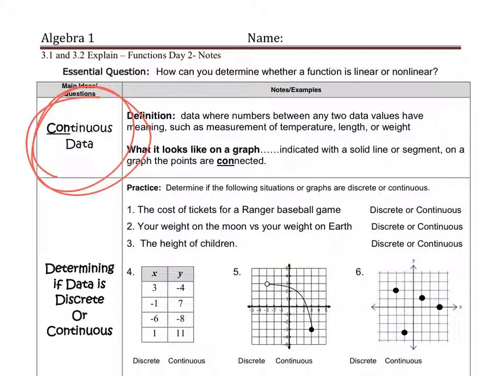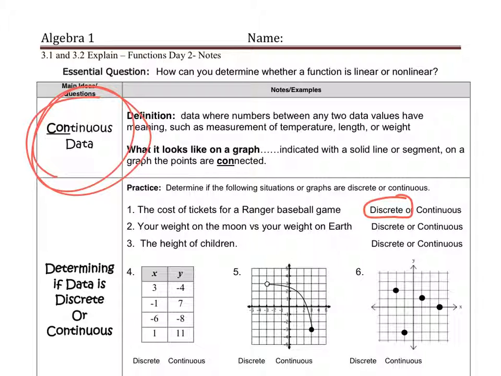One would be the cost of tickets for a Ranger baseball game. Well, if you think about it, we can count the number of tickets. So if the tickets are $10 a piece and we buy 4 tickets, we've paid $40. If we buy 3 tickets, we've paid $30. We're not going to pay $32.86597. So that one is considered discrete.